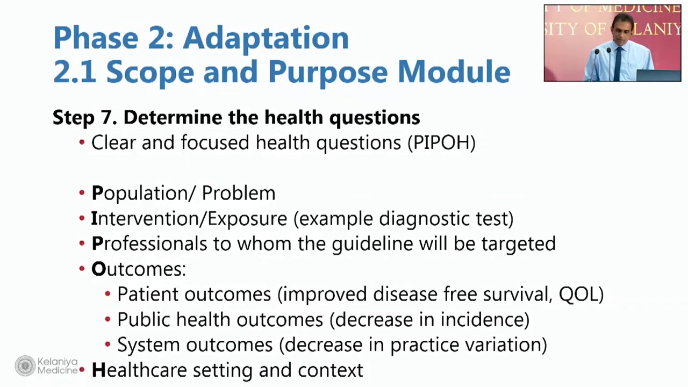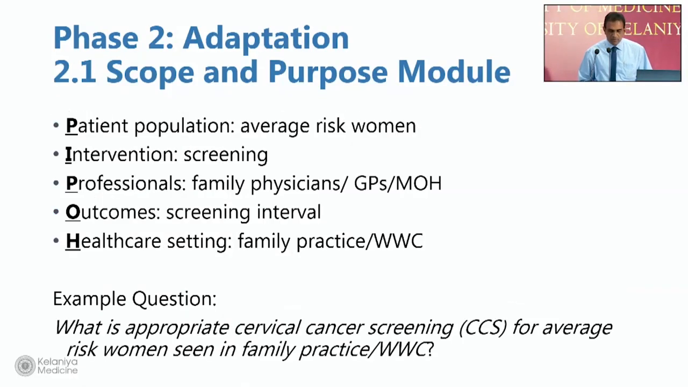The next step is to determine the health question. We can use PICO or the same thing: population, intervention or exposure, professionals to whom the guideline will be targeted, then the outcomes. Again, the patient outcomes, we talk about critical outcomes, public health outcomes or system-related outcomes, and finally, healthcare setting and the context. We are going to apply this.